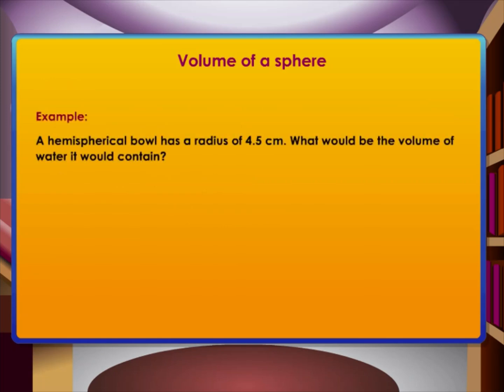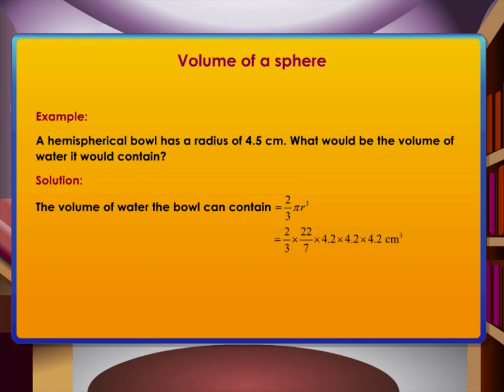A hemispherical bowl has a radius of 4.5 centimeters. What would the volume of water it contains be? The volume of water the bowl can contain is equal to 2 by 3 pi r cubed. Here, substitute the value of pi and the radius 4.5 centimeters. Now cancel 4.2 by 3 and also cancel another 4.2 by 7. Then multiply all the terms. We get the volume of water the bowl can contain is 155.2 cubic centimeters.